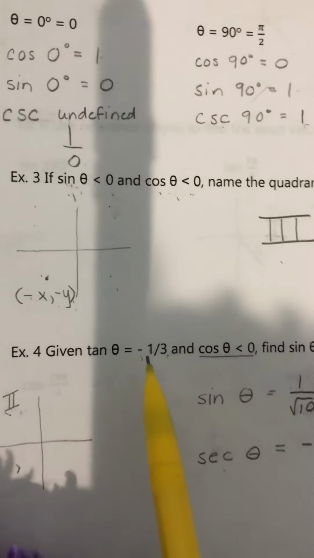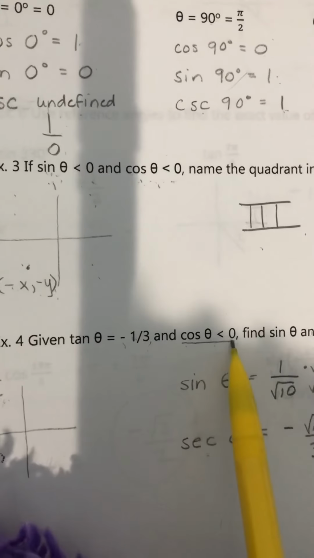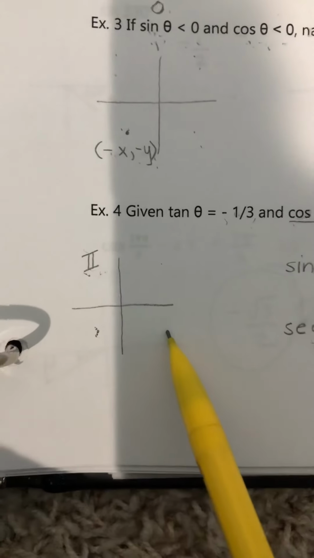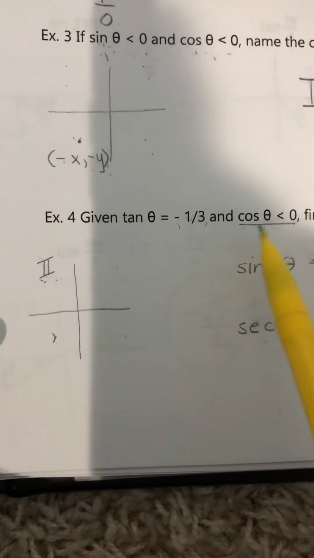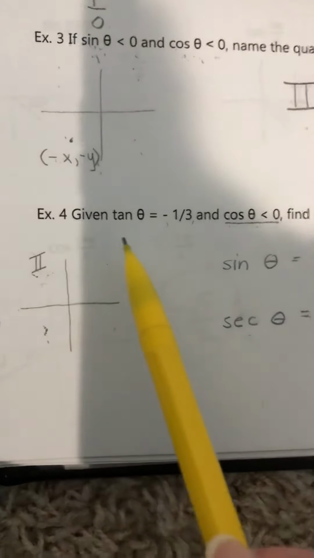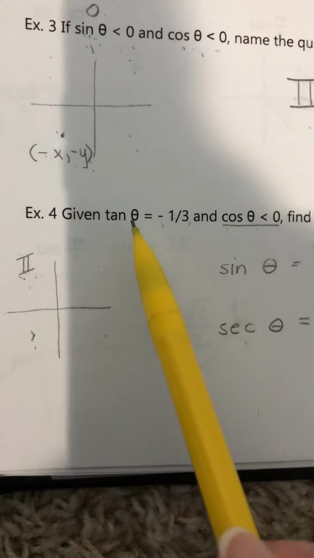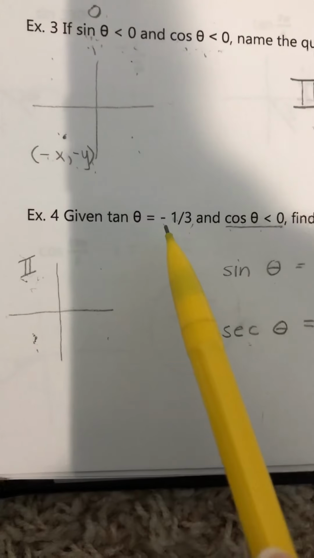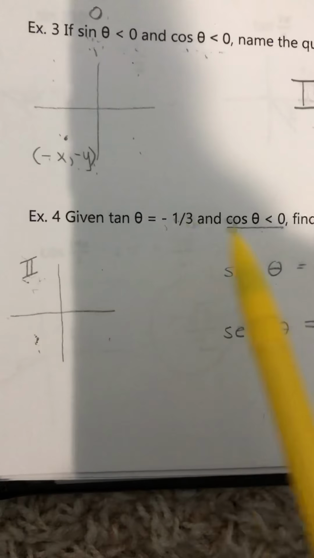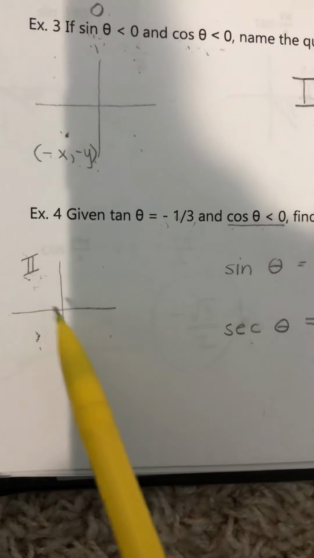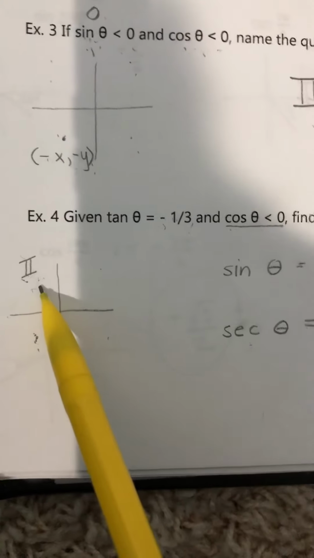If tangent of theta is -1/3 and the cosine of theta is negative, you want to find sine and secant of theta. So you first have to figure out what quadrant you are in. If cosine is negative, then you're either in quadrant 2 or quadrant 3, because here's where the x-axis is negative. Tangent is sine divided by cosine. So to make this negative, you would have to have the sine be positive, because it has to be a positive over a negative to be a negative. So the y is positive, the sine is positive, but the cosine is negative. So we're in quadrant 2.